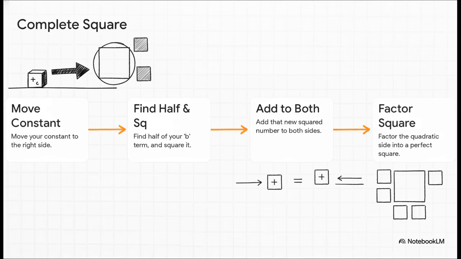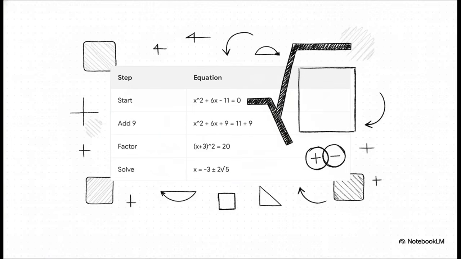Next, look closely at your b term. Cut it exactly in half and square that resulting number. Third, add that newly squared number to both sides of the equation to maintain structural balance. Think about what we just did. We artificially force the equation into a state of perfect symmetry, and that lets us factor the quadratic side into a beautiful perfect square. Let's actually watch this elegant transformation play out step by step. We're starting with x squared plus 6x minus 11 equals 0.